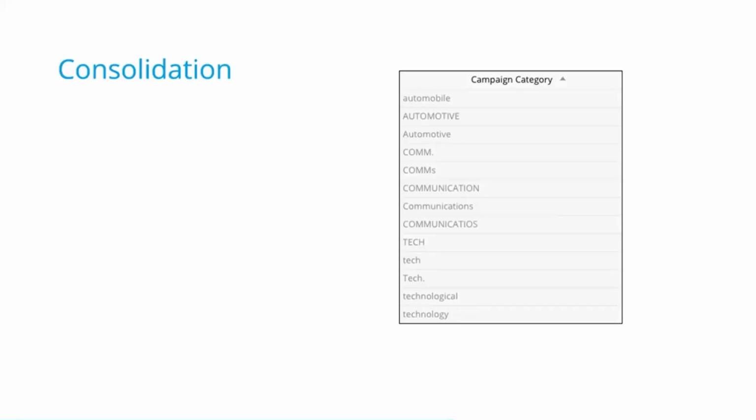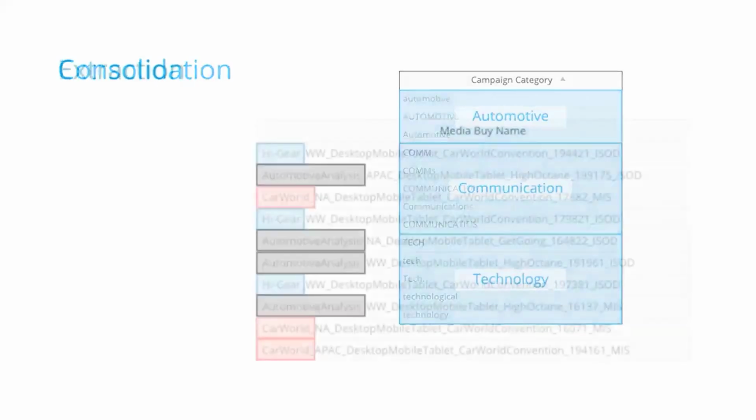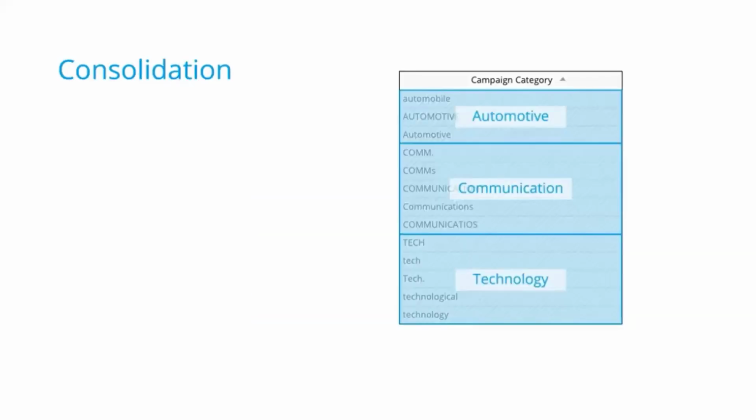Same for communication. We have comms, communications, communication and all those things. But everything falls under communication. Similarly for tech. So we know that this kind of a scenario can happen. So we need a process of consolidating our data into automotive, communication and technology. So calculated dimension helps with this kind of an ask, whereby it helps us to culminate all the things together.